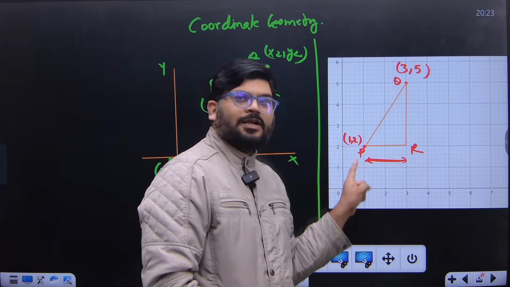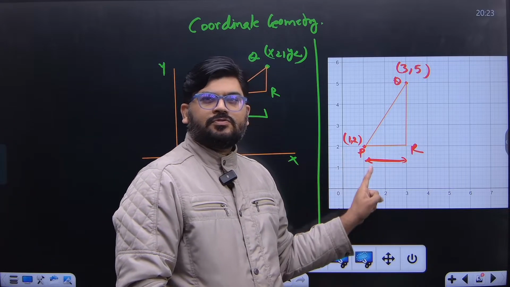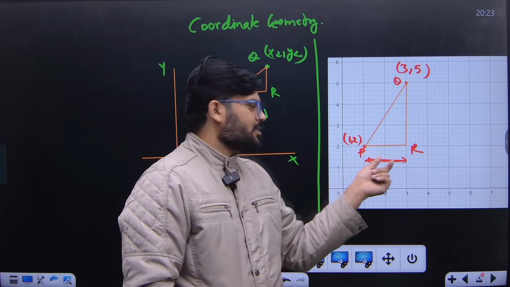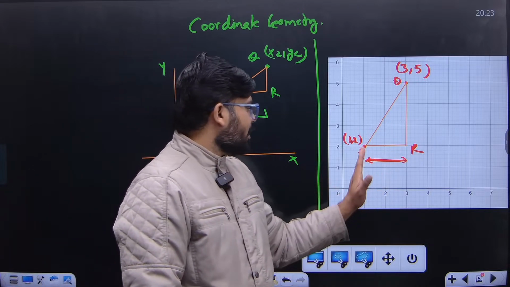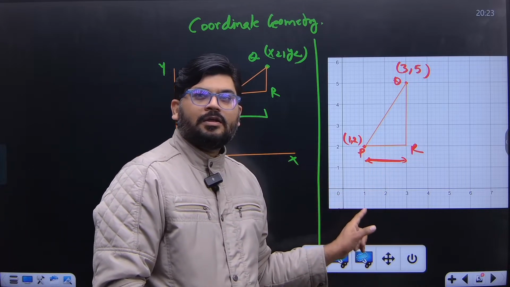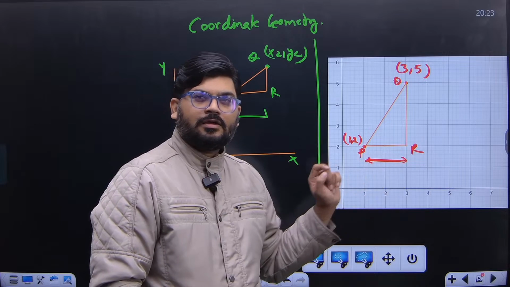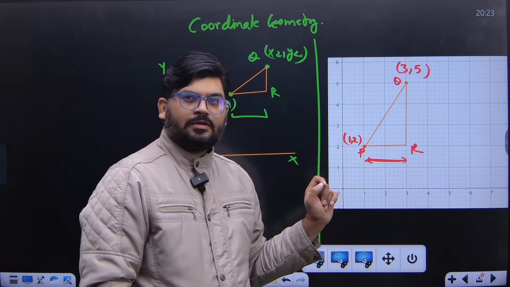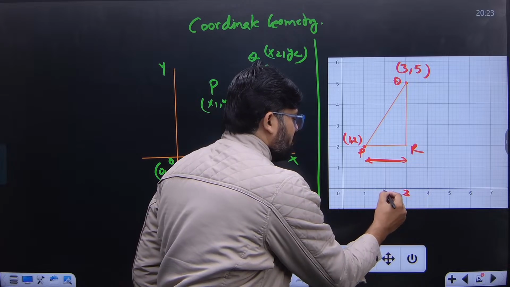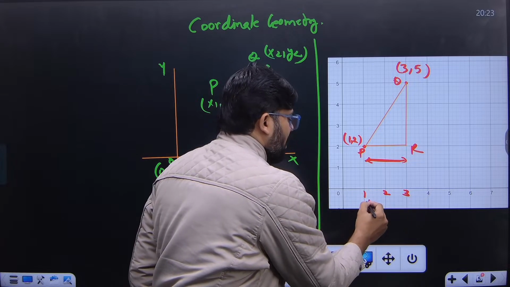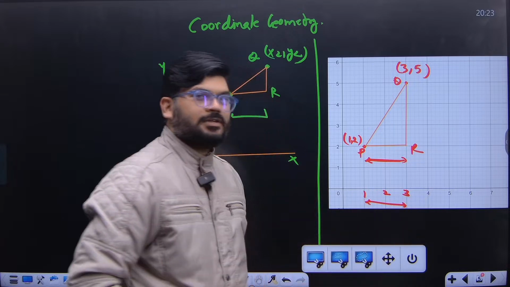You know, this is one line. This is 2. This is 3. Can you tell me what is this distance? No, this is not 3. You are starting from 1. This point is 3. This is 2. This is 1. I just want to find this distance.